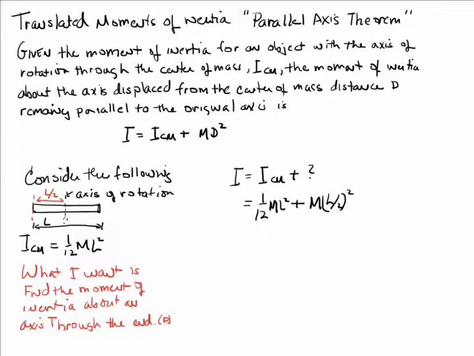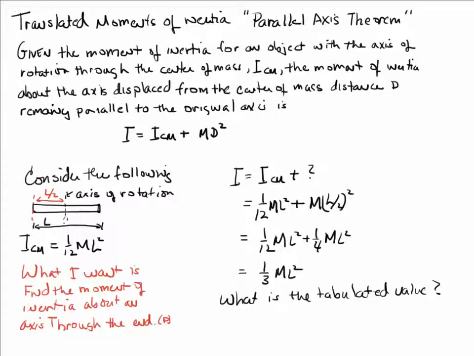Well, that's going to be equal to 1/12 mL squared plus the quantity over here on the last term on the right hand side, m times L over 2 squared. And that's going to be equal to 1/12 mL squared plus 1/4 mL squared. Well, 1/12 plus 1/4 is what? That's equal to 1/3 mL squared. All I did was take the original center of mass, add to it the mass times the amount I displaced the axis, and I come out with my 1/3 mL squared.